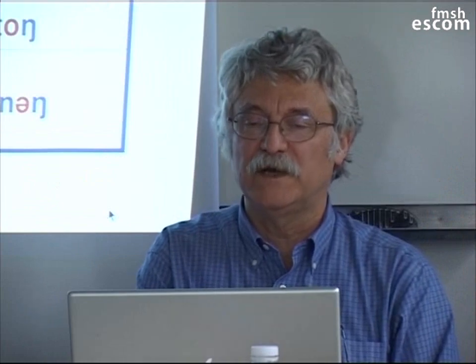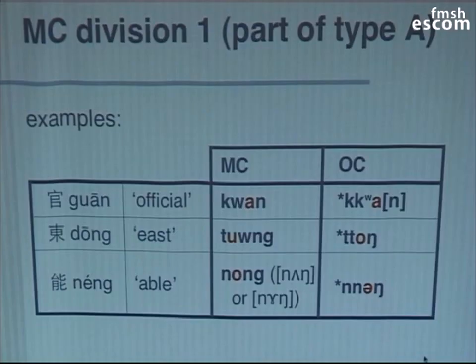Here's just some examples of type A, division 1. Guan, official, well, it's Guan, and I've given you the Old Chinese, but you can just look at it for now and don't worry about it. East, Dong is T-U-W-N-G, Nung. Able is N-O-N-G. Yeah, somewhere here I meant to point out, the O often represents an unrounded vowel. It's not necessarily rounded. Again, we just didn't have a suitable symbol. So in many of the environments, it may very well have been unrounded, as in this case, which was probably Nung and not Nong or something like that.